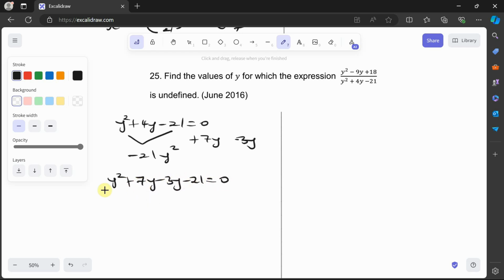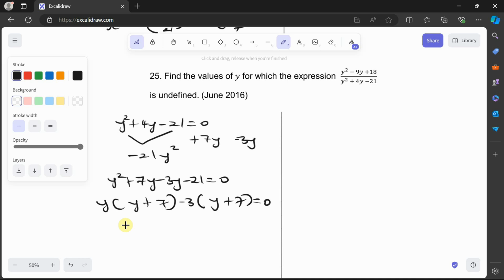What's common in this first two? Y is common. y squared divided by y will give me y, plus 7y divided by y will give me 7. Great. What's also common in these two? I could say 3. If I just say 3, you see that I will not have y plus 7, so I will say minus 3. Minus 3y divided by minus 3 will give me y. Minus 21 divided by minus 3 will give me plus 7 is equal to 0.